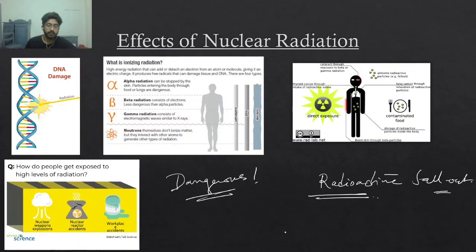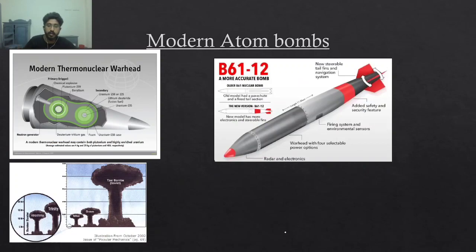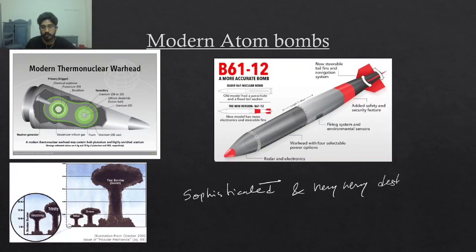So let's move forward. Now, these are modern bombs. In this picture, see these two, this is the scale. These two are the size. It shows the Hiroshima and Trinity tests. And see today's nuclear test, this is the Soviet Union's test. So today's atom bombs are very sophisticated and very, very destructive.